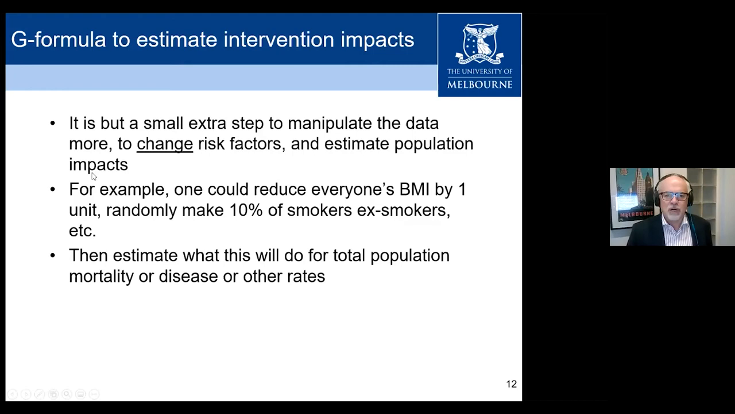Right. For example, one could reduce everyone's BMI by one unit. I said 1.5 before, randomly make 10% of smokers ex-smokers, et cetera. Then estimate what this will do for the total population mortality or disease or other rates.